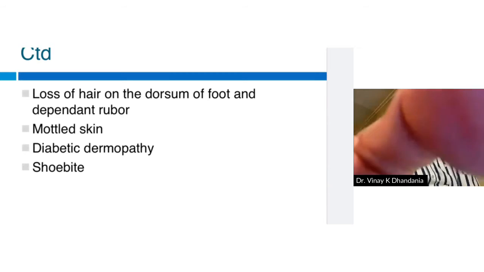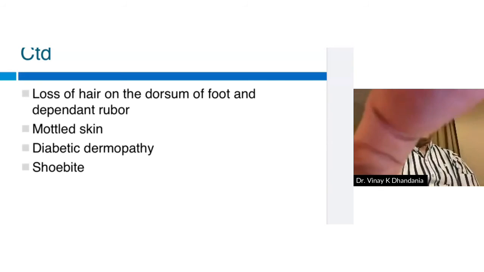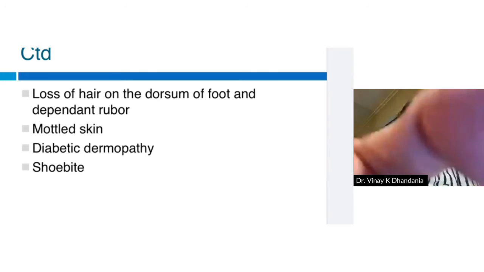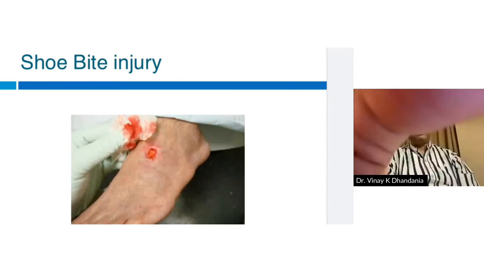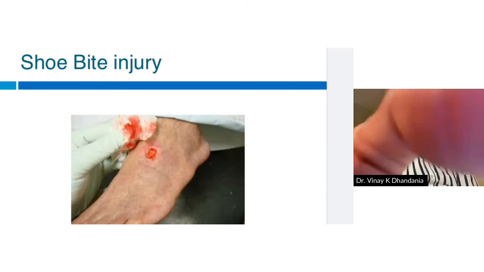Loss of hair on the dorsum of foot and dependent rubor is also an early feature of autonomic neuropathy. Mottled skin, diabetic dermopathy, shoe bite. All these things definitely need to be looked for, and it's a one-time thing that can be seen very, very easily. This is a type of shoe bite you get, especially if a patient has come with new footwear. And during the rainy season, a lot of patients wear plastic shoes, which are not uncommon in our part of the country. They wear plastic shoes and they get these shoe bites and they come with foot ulcers.